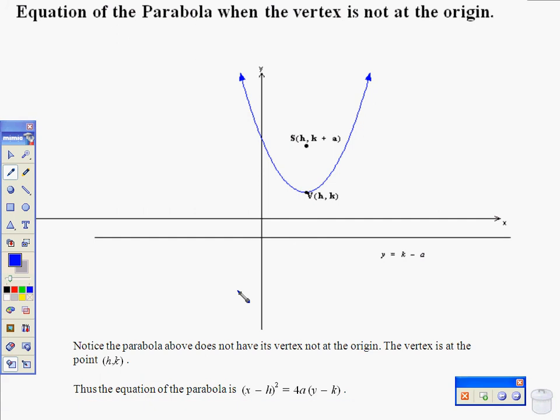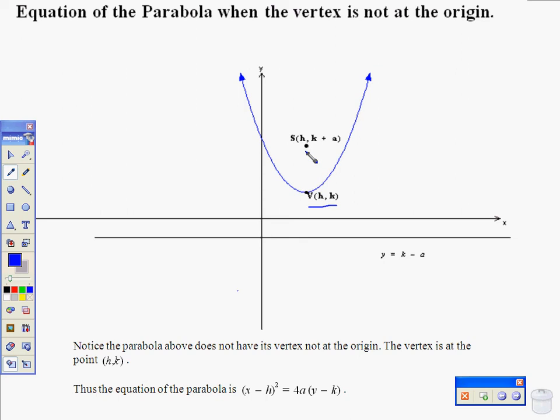What we want to look at now is what happens when the parabola is not at the origin, when the vertex is not at the origin. So parabolas can move around any way they like. What we want to have a look at is a situation where our vertex is at (h, k), and that means our focus would move as well. It means our directrix would be moving.